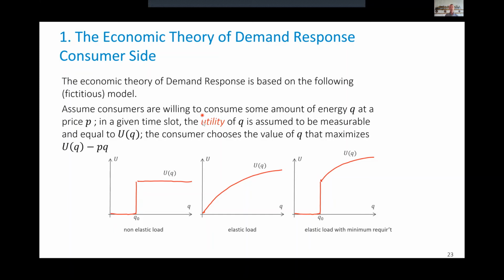So what is the utility of Q? Well, it depends on what we do with electricity. If I'm using electricity with what is called a non-elastic load, I need Q0. I need Q0, for example, for my lights.